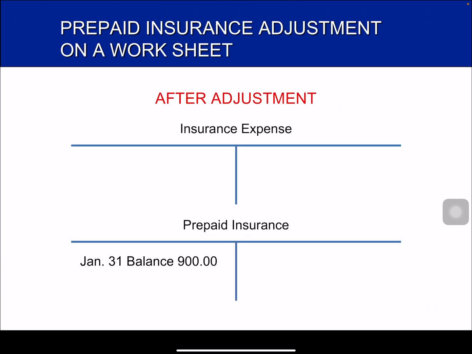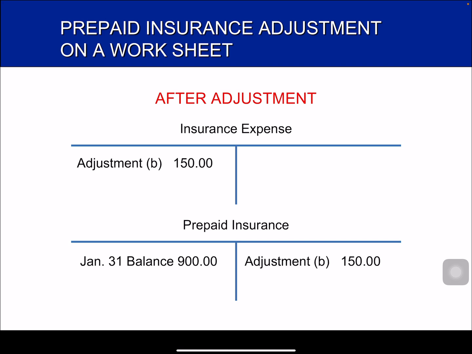Again, this is what it looks like before your adjustment is made. You can see 0 in our insurance expense and we have a $900 balance in our prepaid insurance. So our adjustment is we're going to debit $150 to our insurance expense and we will credit prepaid insurance. So when we figure out the balance here, we have a debit of $900, a credit of $150. Our new balance will be $750.